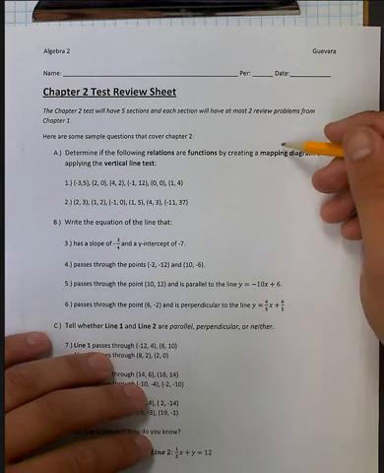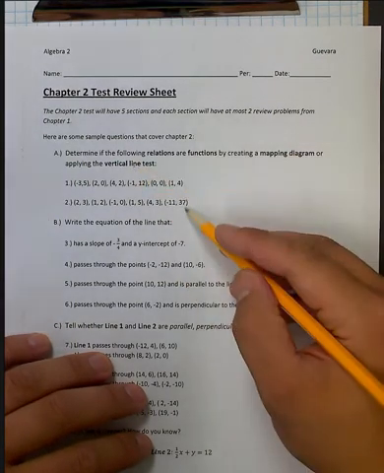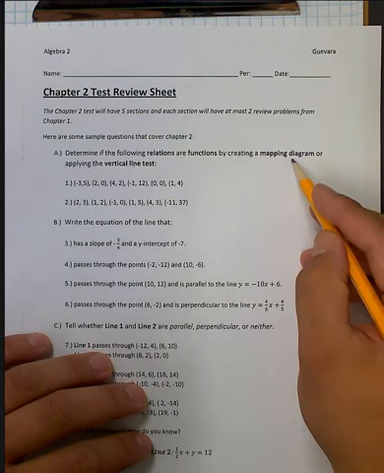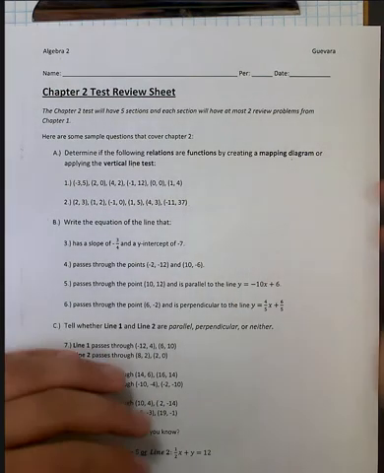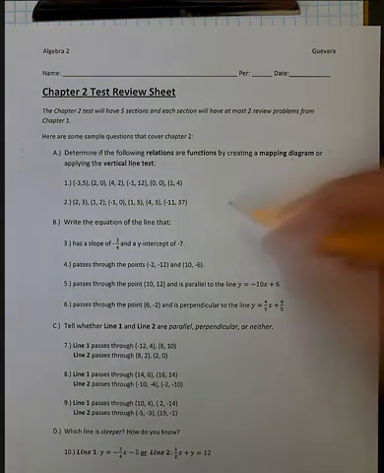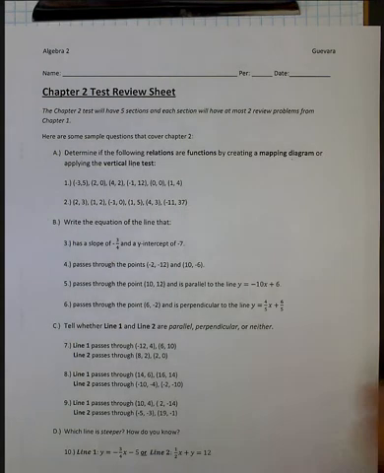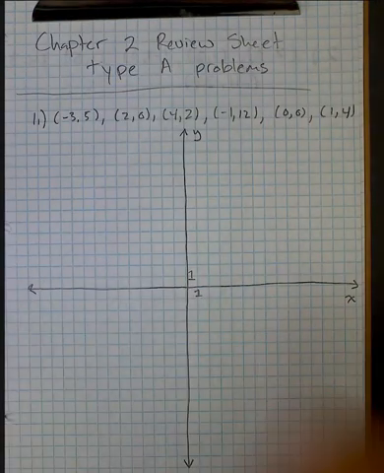For the first problem, I'm going to do the vertical line test, and for the second problem, I'm going to make a mapping diagram, and from those I'm going to determine whether these relations represent a function or not. You're responsible for knowing how to do both for your tests. For the purposes of this video, I'm just going to show one for each. Here we have our relation.